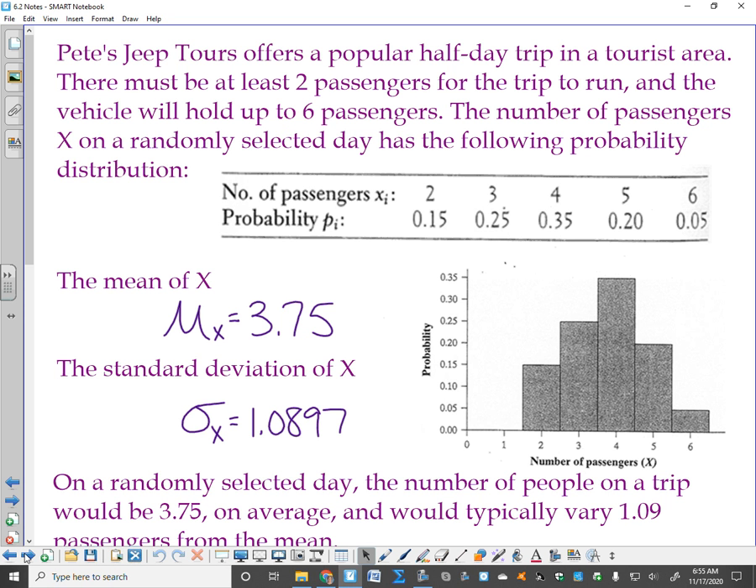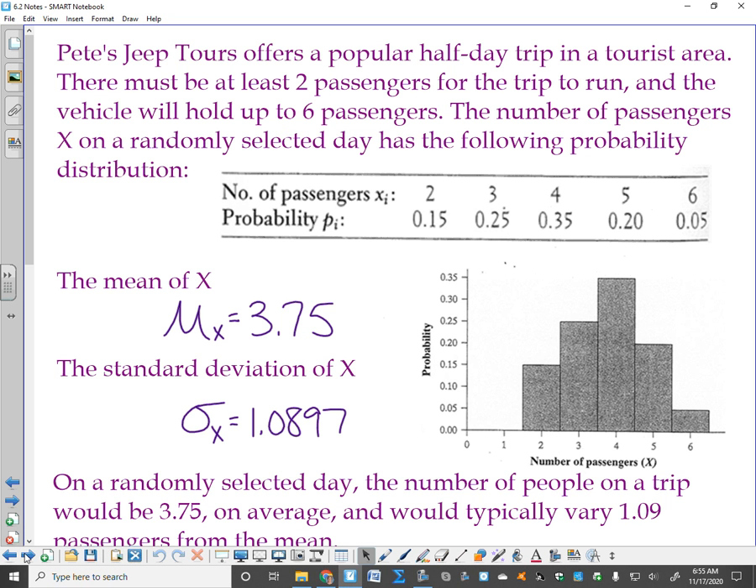Okay. So we have this Jeep tour example, and we're going to kind of use this example throughout the entire lesson. So we have Pete's Jeeps Tours, and he offers a popular half-day trip in a tourist area. There must be at least 2 passengers for the trip to run, and the vehicle will hold up to 6 passengers. The number of passengers, X, so X represents the number of passengers, on a randomly selected day, has the following probability distribution.